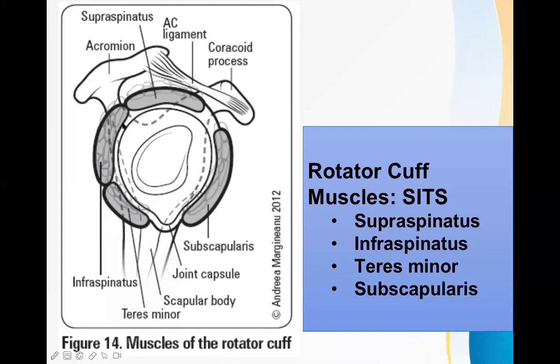Now, this is how these rotator cuff muscles look. See this? Supraspinatus is right here. This is infraspinatus. This is teres minor. And this is subscapularis. So they cover the glenoid cavity from all sides, along with the glenoid labrum and different ligaments like the capsule of the shoulder joint. These also help in the stabilization of the shoulder.